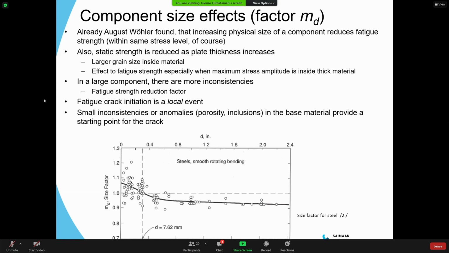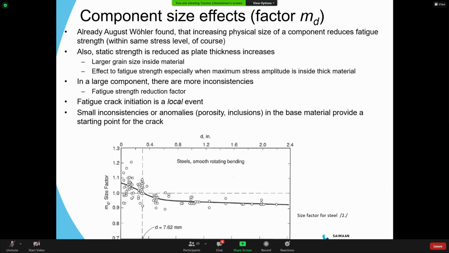Okay, so the size effects, and this goes back to the history of August Wöhler, who already found that when we increase the physical size of a component, only that will reduce the fatigue strength, of course, within the same stress level. If we have a small component with 100 megapascal of amplitude and a large component with the same stress level, the large component will have a shorter fatigue life.